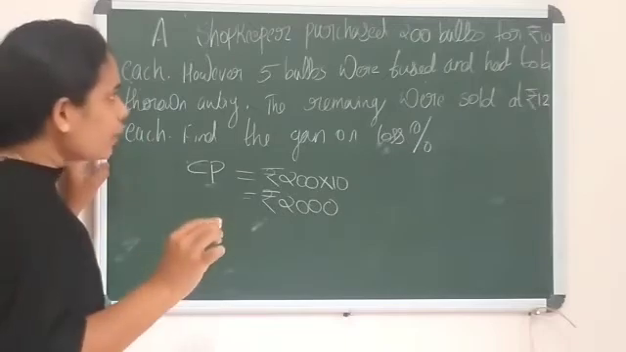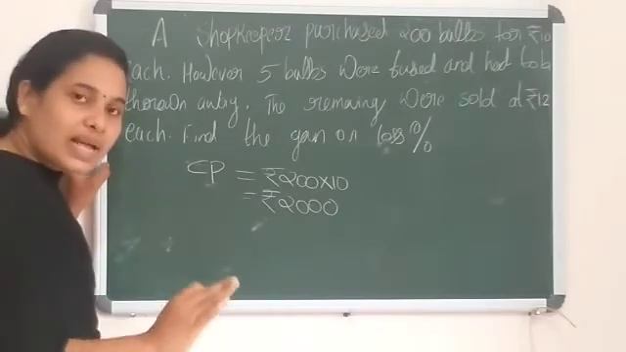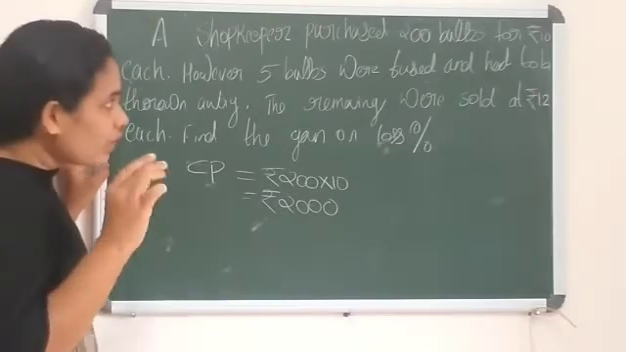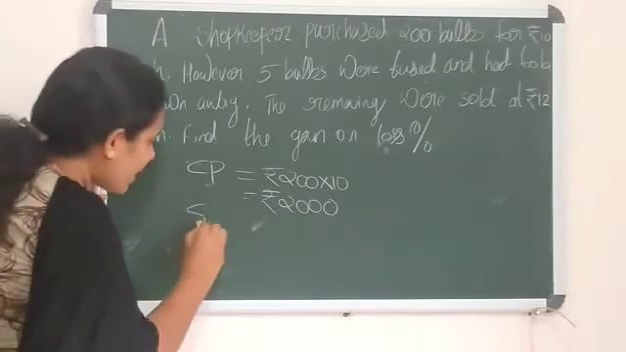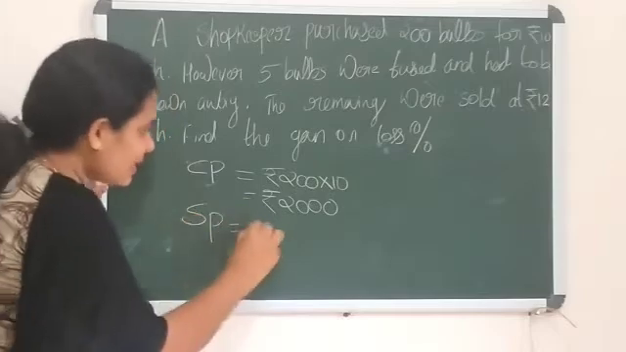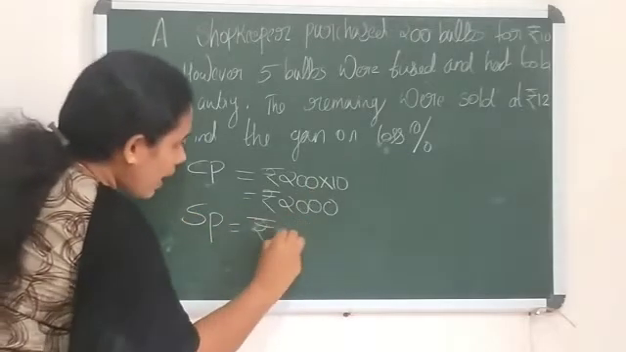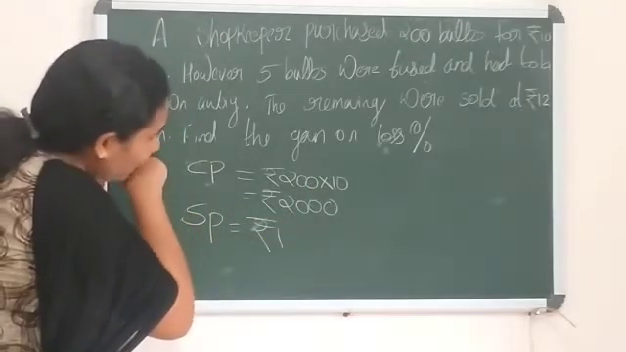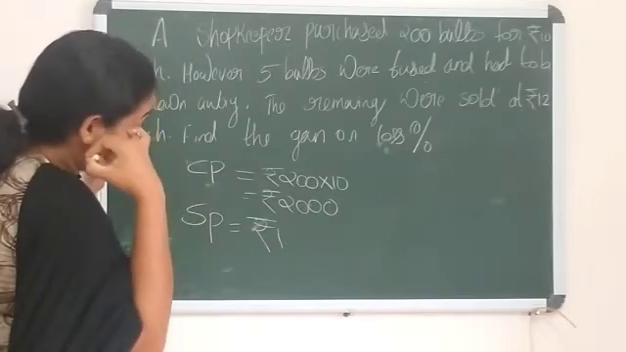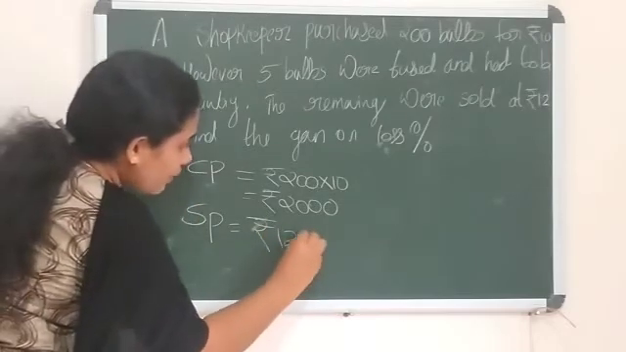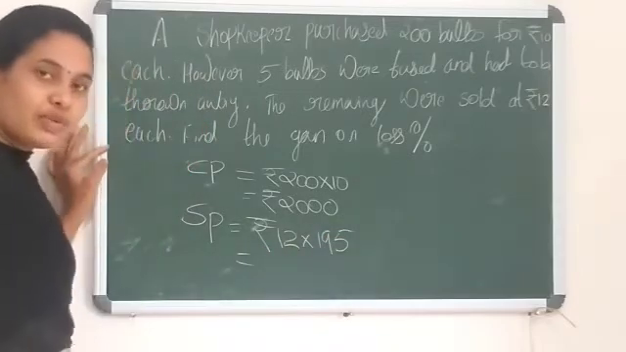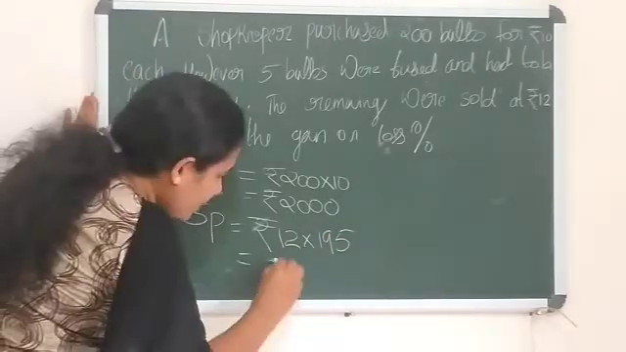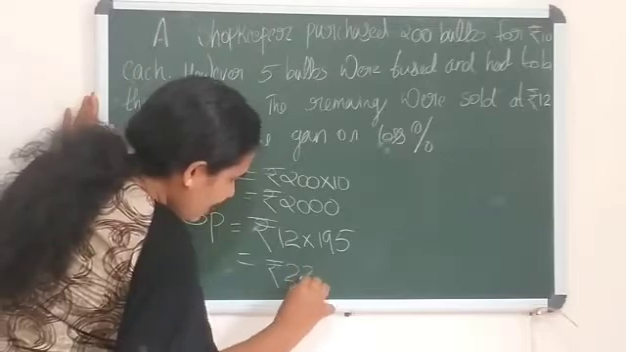And we know that 195 bulbs were sold at a price of rupees 12. So what is the selling price, students? Selling price is rupees 12 into 195. After multiplication you will get rupees 2340.